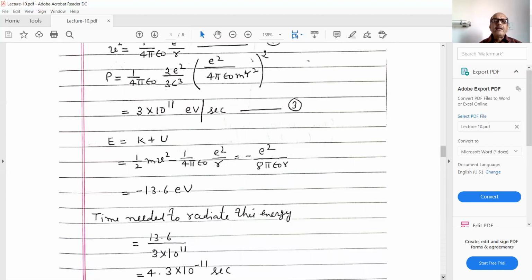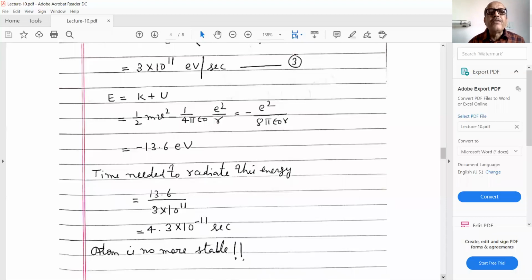So therefore, the time required to radiate this energy exhibited by the electron in its orbit will be given by the energy divided by the rate of decay of energy with time. So if you substitute it, it comes out to be 4.3 into 10 to the power minus 11 seconds, because the moment you put the electron in its orbit, in a very short time, after radiating the energy, it will collapse into the nucleus, and a stable atom is not possible. So we can't have a stable atom based on this.